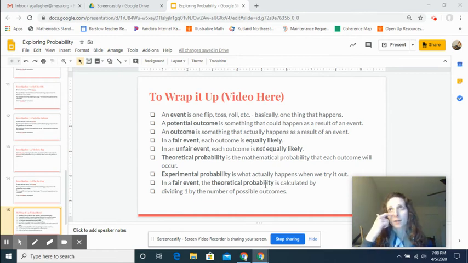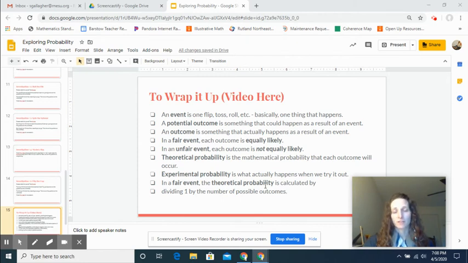Something that I want you to think about is to think back on the experiments or the investigations that you did during these last 5 activities, and which of those activities were fair trials or fair events, and which ones were unfair, and how could you tell? So feel free to pause if you need to think about that, because I'm going to reveal the answer.